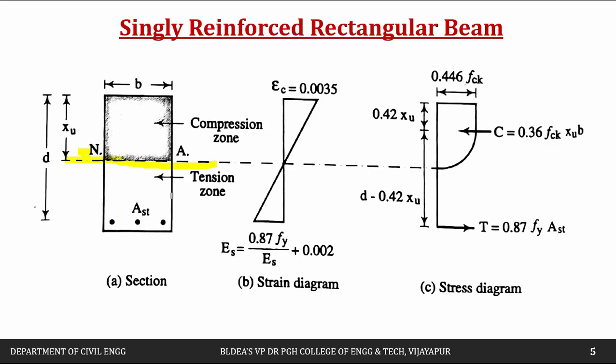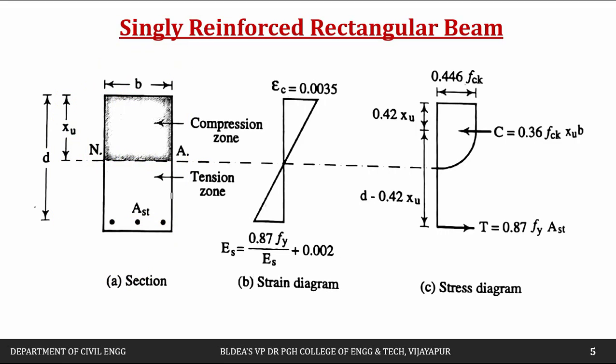Next is the neutral axis. This is the neutral axis we have. Above this we'll have the compression zone, and this is the tension zone. We'll provide reinforcement only in the tension zone, that is Ast, the area of steel. Then next is xu. xu is nothing but the depth of the neutral axis from the extreme fiber, the distance from this point till this point. This is the section showing the details.